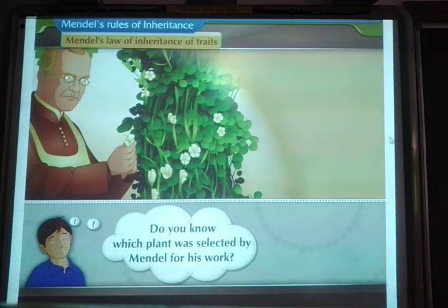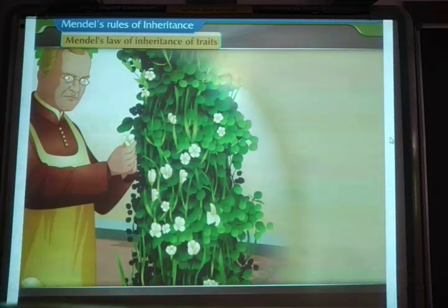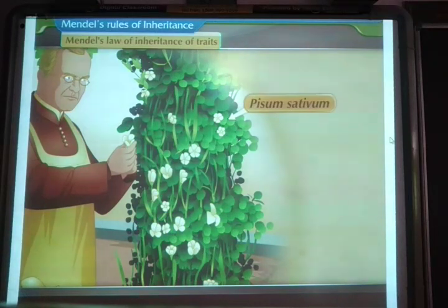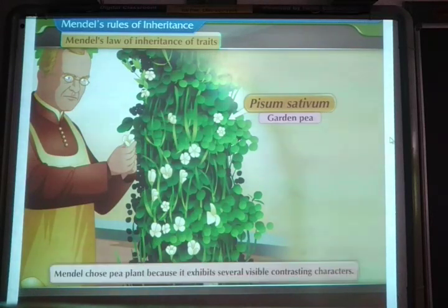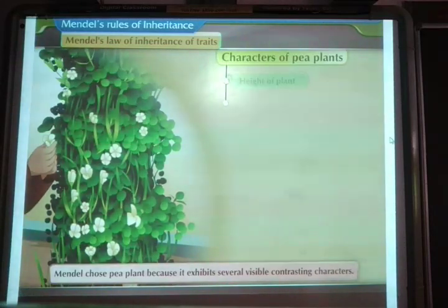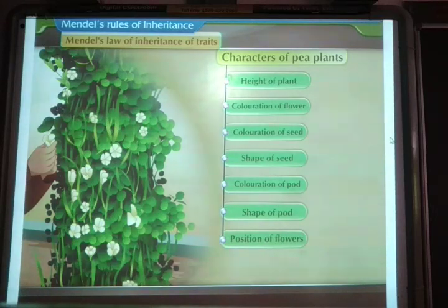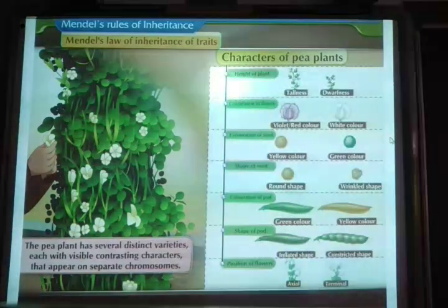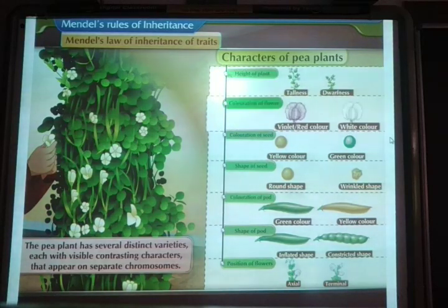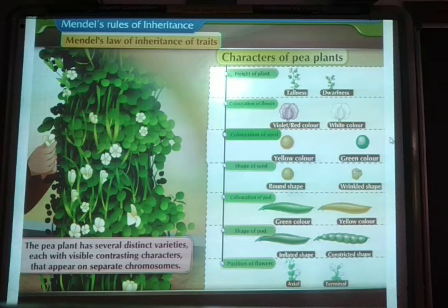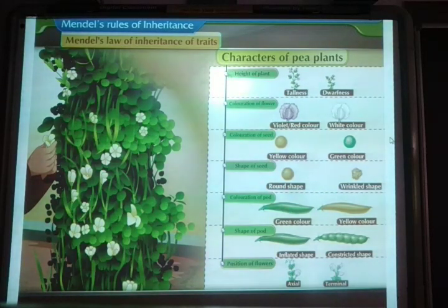Do you know which plant was selected by Mendel for his work? Mendel selected plants of Pisum sativum, commonly known as garden pea, for his experiments. Mendel chose pea plants because they exhibited clear-cut differences in certain characters which were easy to tell apart. The pea plant has several distinct varieties, each with visible contrasting characters that appear on separate chromosomes. For example, height of plant, coloration of flower, coloration of seed, etc. Let us study Mendel's experiments involving a single pair of contrasting characters in detail.